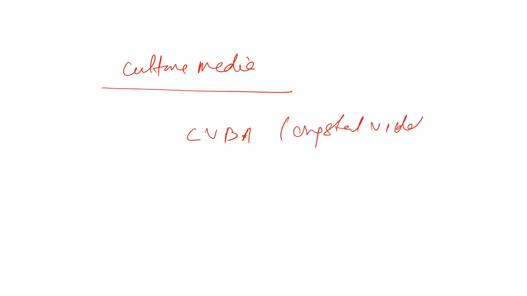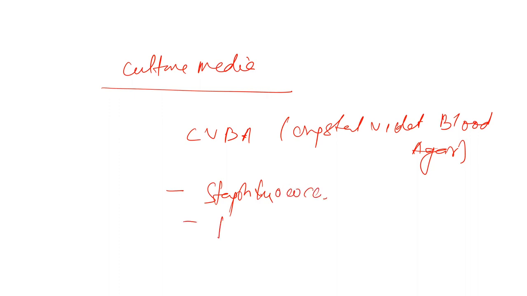Culture media for Streptococcus pyogenes is CVBA, that is crystal violet blood agar. Blood agar. This crystal violet blood agar does not allow Staphylococcus to grow. Theek hai? It produces beta hemolysis and it produces pinpoint size colonies.